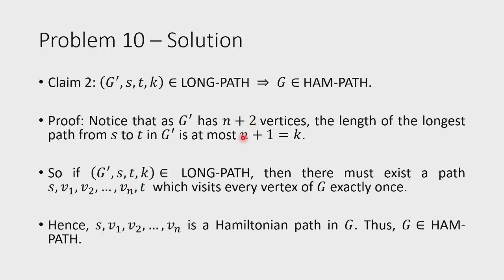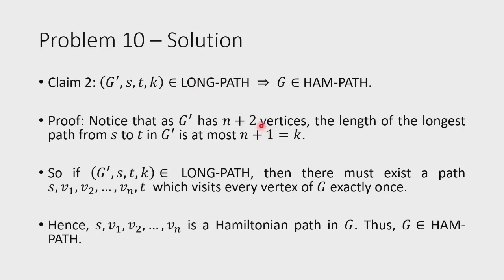Do we have a unique Hamiltonian path every time for every graph? No, not necessarily. So you are right, there can be multiple long paths in G prime. But any path works for us. There could be multiple long paths, but they would have the same length.